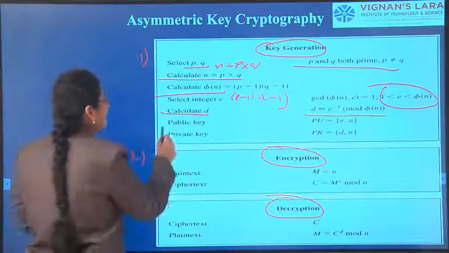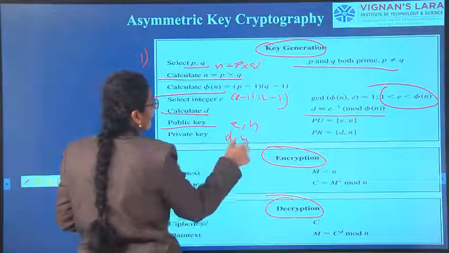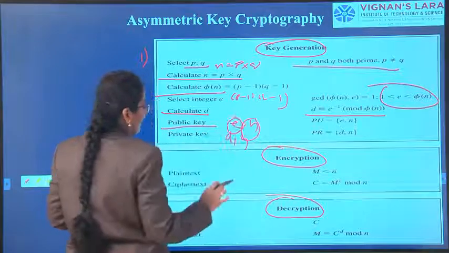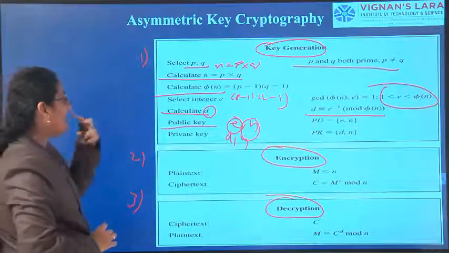Now what is public key? E comma N. What is private key? D comma N. E value, N value you already know. D you have to calculate. So this is first step. First step is key generation.